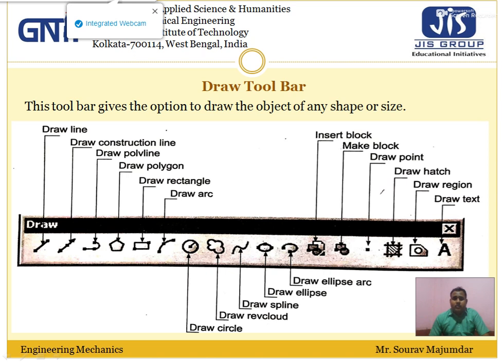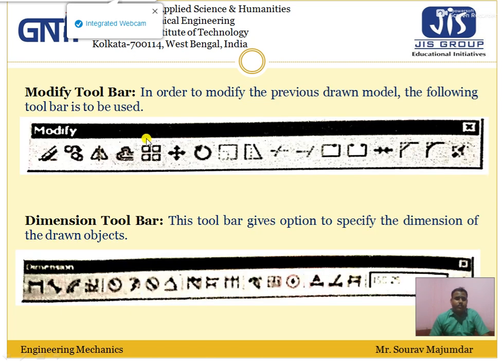Now come to the next one, that is the modify toolbar. In the modify toolbar, in order to modify the previously drawn model, the following tools are generally used. This is the erase, this is copy, mirror, offset, array, move, rotate. This is trim, extend. So all these things are the modify toolbar. I will discuss all these things next day.